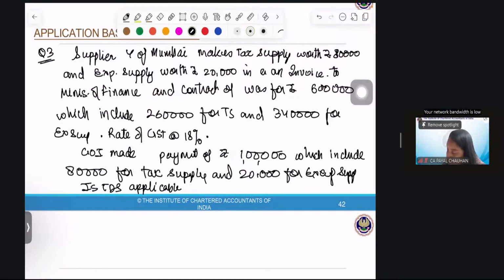Now you people need to answer. Is TDS applicable? And if yes, what amount? This is the question to you. Very good, Adil. Everyone, solve it. My first question to you is: the amount which you get, 80,000 for taxable supply, is this what you assumed, inclusive of GST or exclusive of GST?